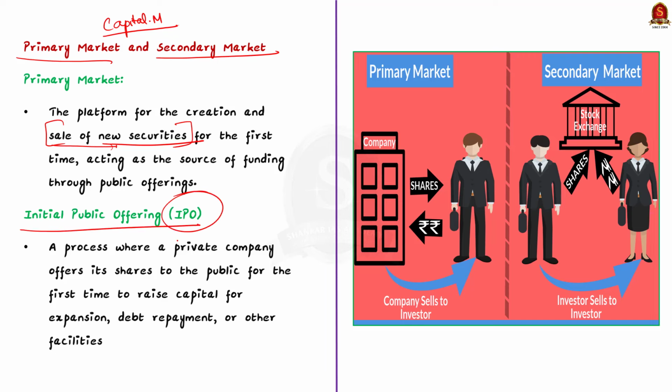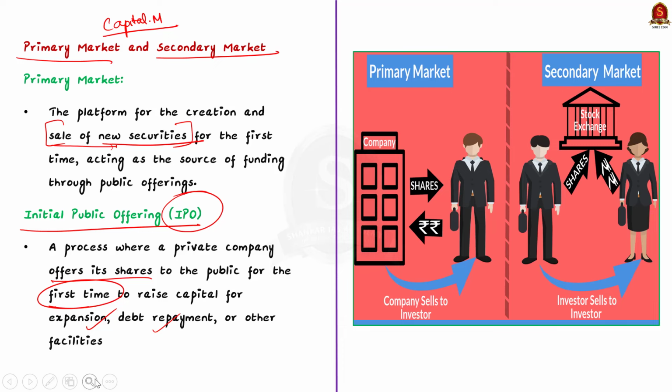So what is an IPO? An IPO is when a company offers its shares to the public for the first time. Before an IPO, a company is considered private with a limited number of shareholders. By launching an IPO, the company can raise capital from public investors. The funds raised can be used for various purposes such as expansion of the company, paying off debt or improving facilities. So this is about initial public offering, IPO.